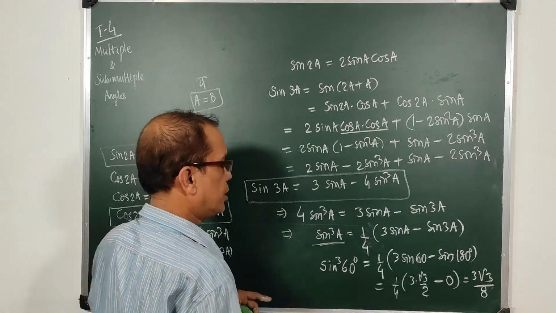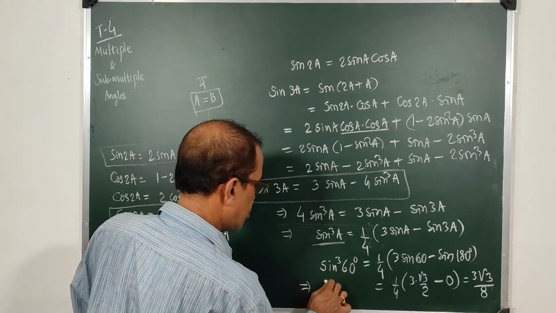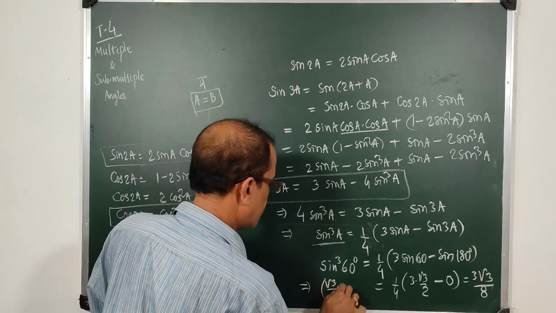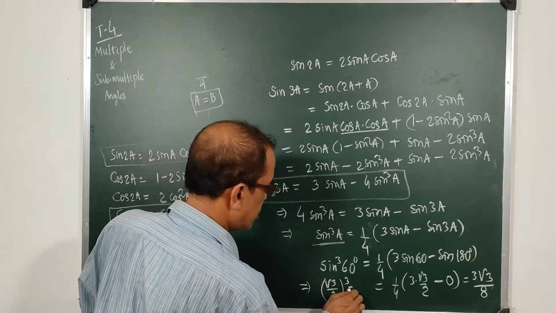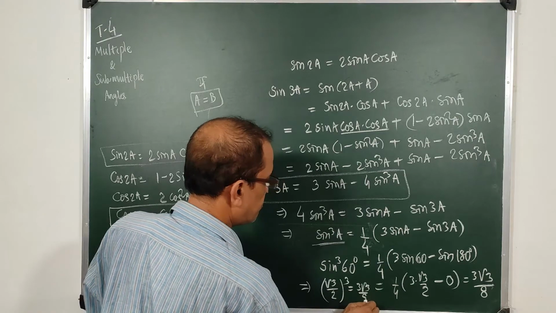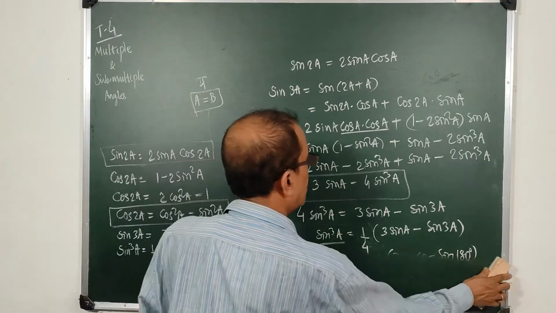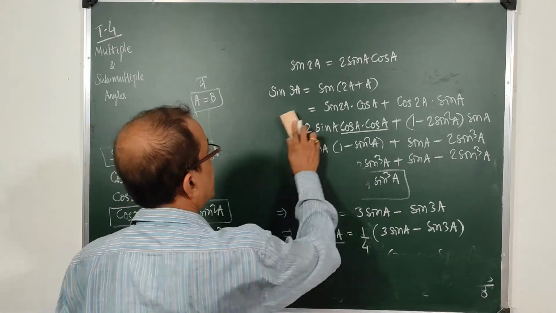So sin cube 60 degree is also √3/2 whole cube, which is 3√3/8. So this is the application. Now let us go for cosine of 3a.